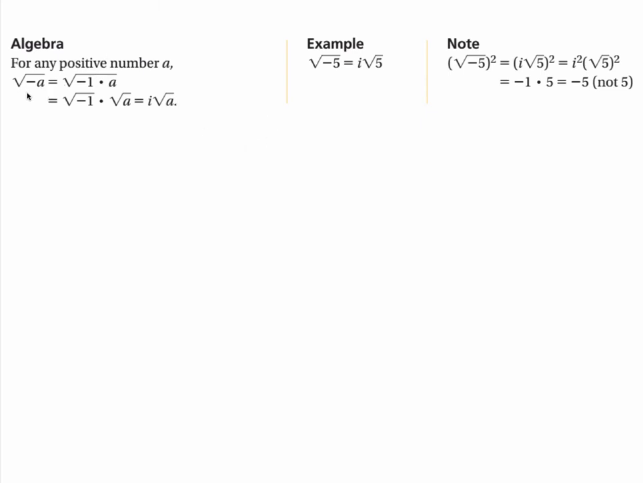What you do is you break it up into the square root of negative 1 times a, and then take the square root of negative 1 and multiply by the square root of a. Now, we're going to need to define a new term, and that's i. And i is defined to be the square root of negative 1. So, if I want to take the square root of negative 5, this would be the square root of negative 1 times the square root of 5, which is i times the square root of 5. And in general, we put the i in front of a radical.